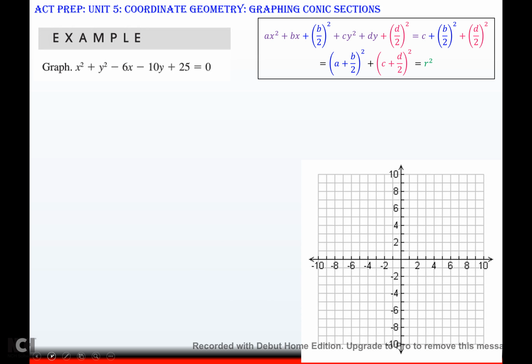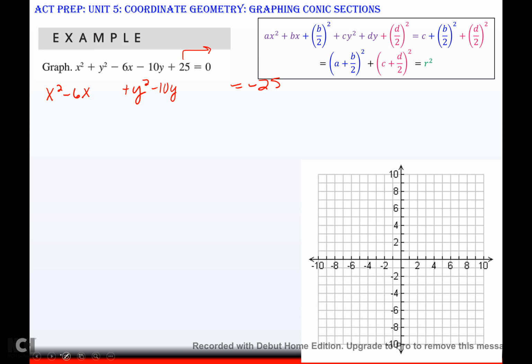All right, so it says graph this. Well, I need to make this look like standard form. So as I said before, I'm going to put my x squared and my x together, and I'm going to leave some room. Then I'm going to put my plus y squared minus 10y, leave some room, and I'm going to move this to the other side. So I would subtract it off, which makes it negative on the other side.